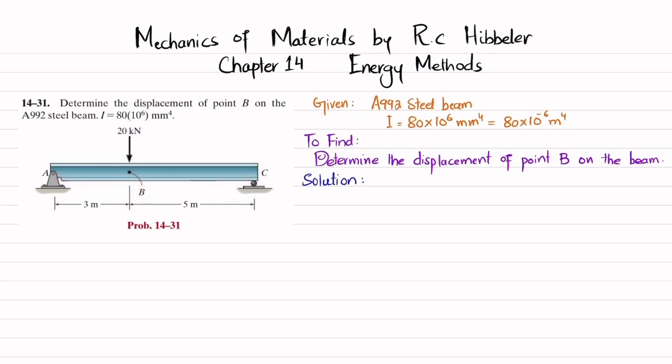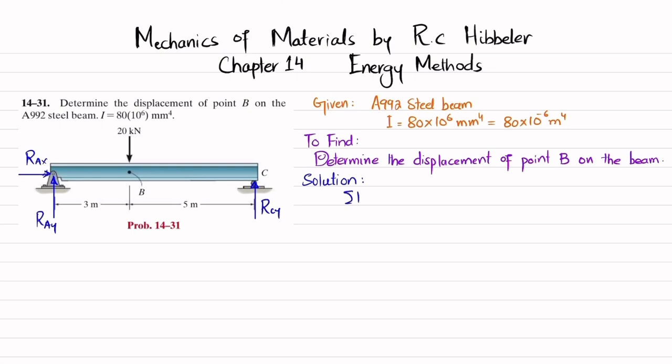The first step is that if you remove this pin support at point A, you will have a vertical reaction force RAY, and there will be a horizontal reaction force which will be equal to RAX. And similarly, if you remove this roller support, there will be a vertical reaction force, which will be RCY. So first we'll find these unknowns by using the equations of equilibrium.